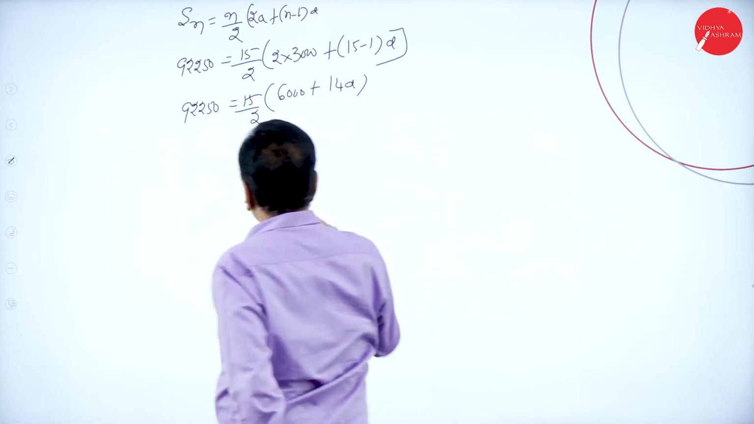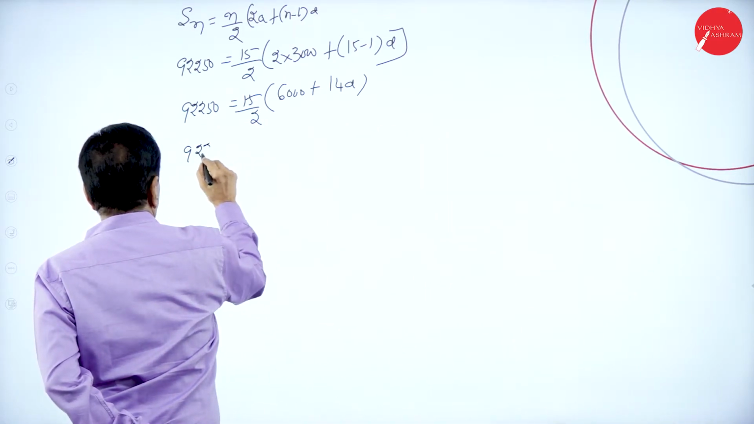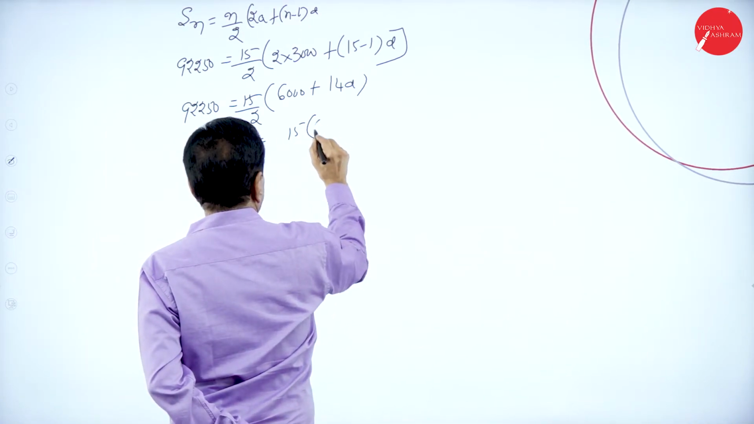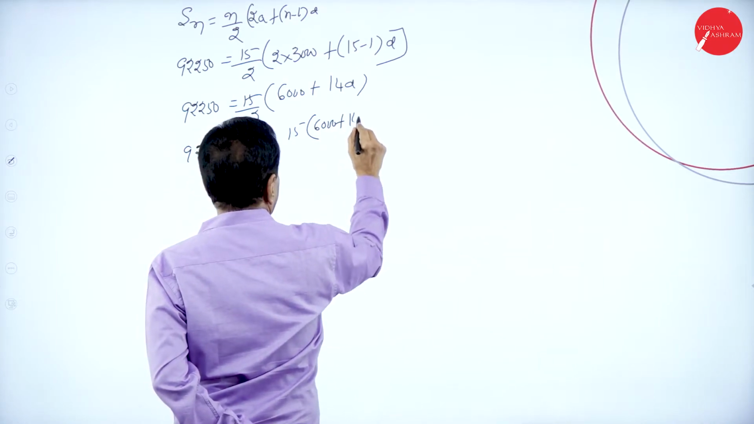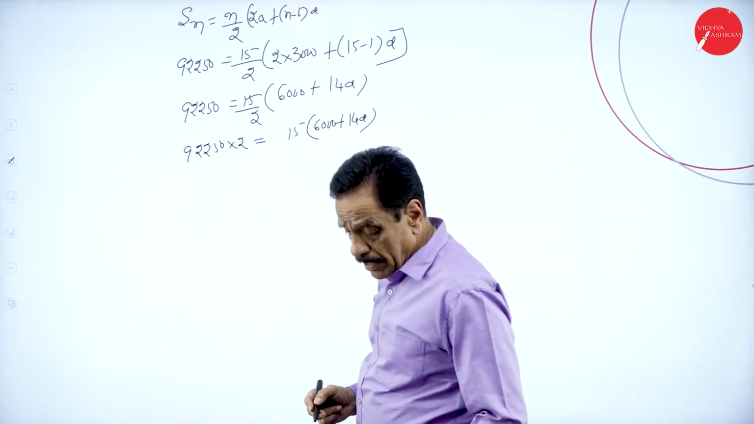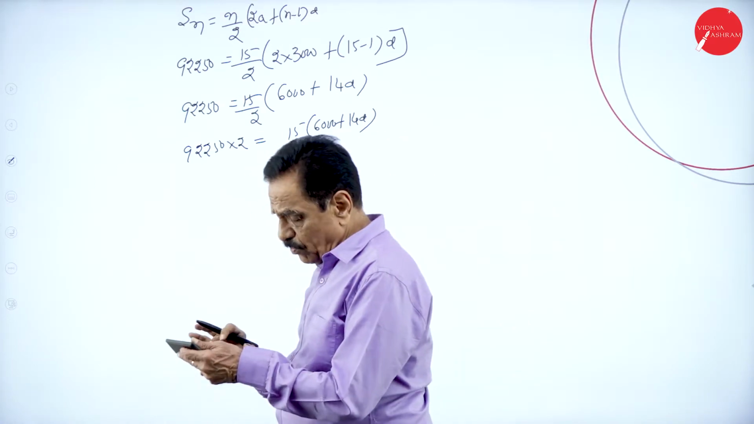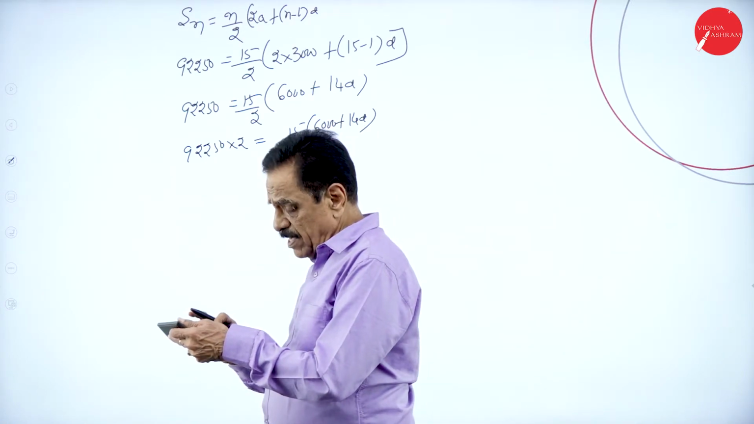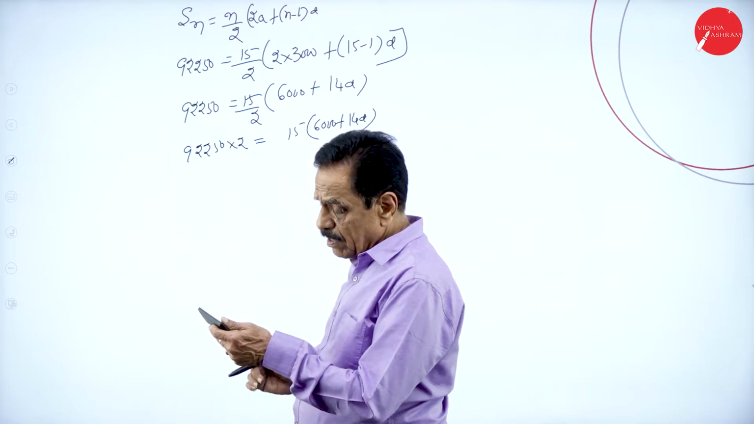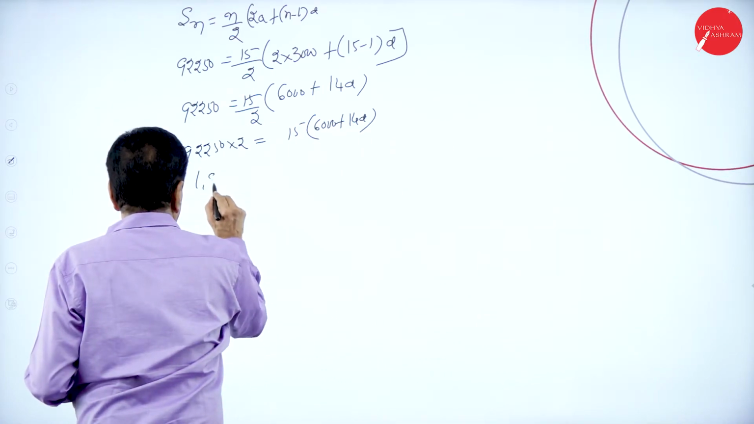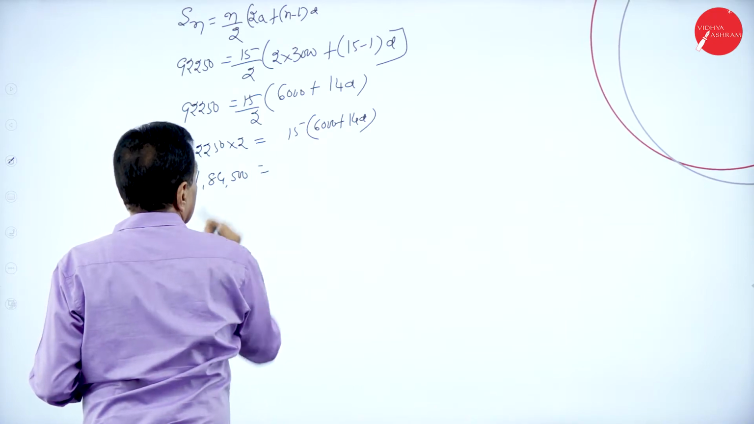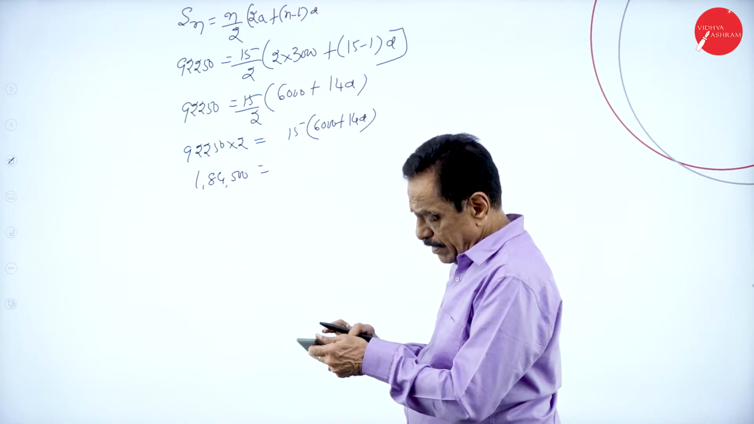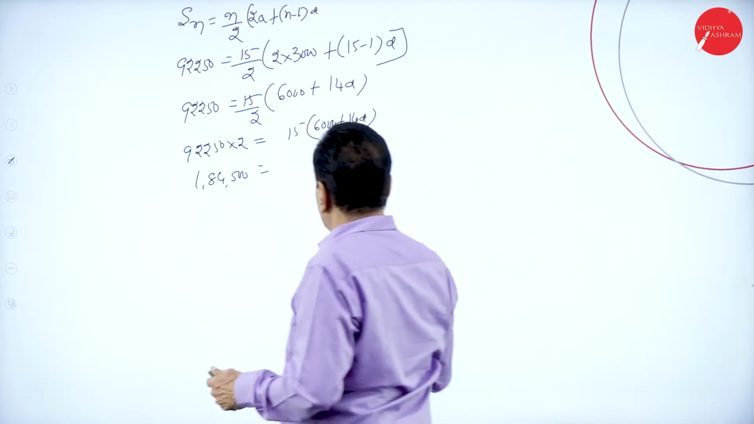Cross multiply. 92,250 into 2 is equal to 15 into 6,000 plus 14D. Multiply 92,250 into 2, 1,84,500. So 6,000 into 15, 90,000.